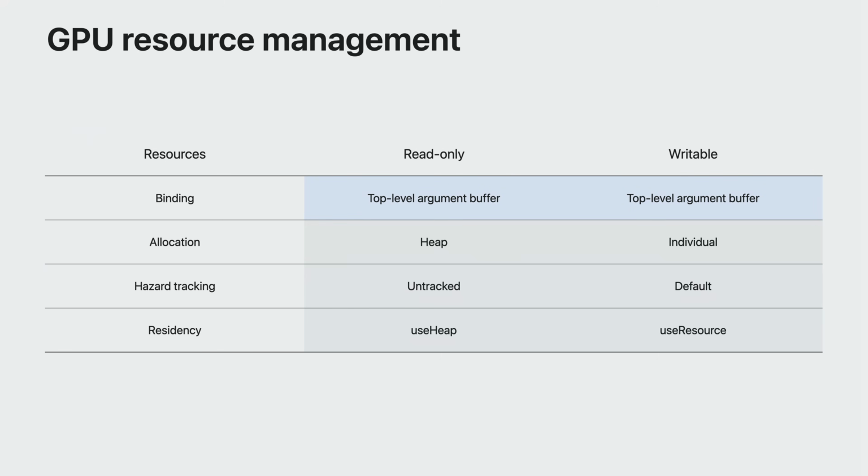Both read-only and writable resources are accessed from a top-level argument buffer. In the ideal case, set just once per encoder. Read-only resources grouped in heaps, hazard tracking mode set to untracked. To make all resources in the heap resident, call use heap once per encoder. Writable resources allocated individually, leave hazard tracking and synchronization to Metal, and for each resource call use resource once per encoder.